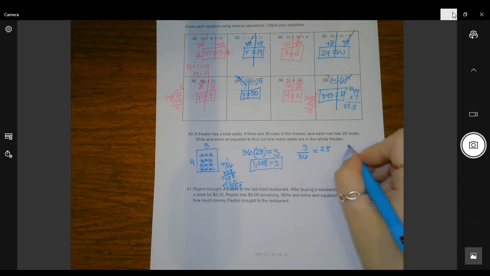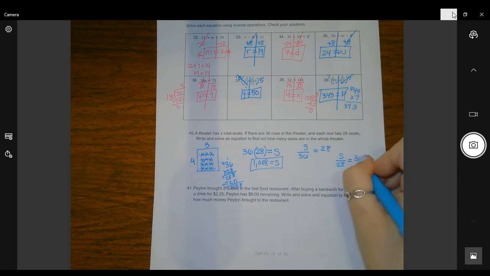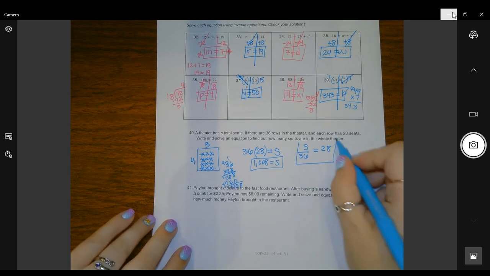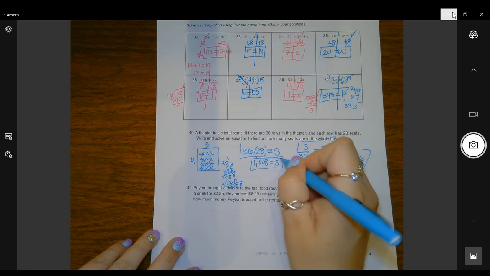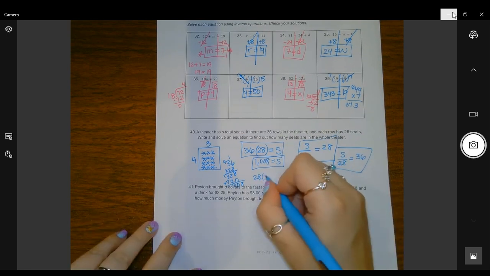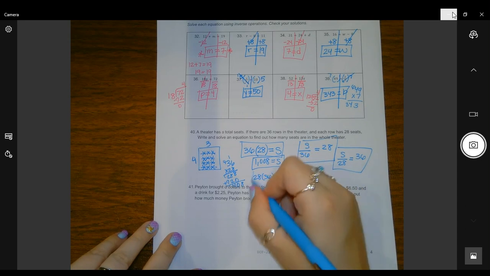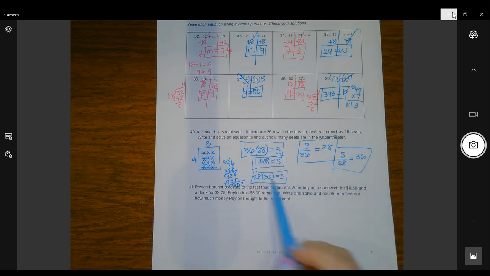So that would mean that this divided by 28 should equal 36. Okay, so either of these equations would work. This isn't the only equation. Technically, you also could have said 28 times 36 equals S as one of your equations, because 36 times 28 is the same thing as 28 times 36.